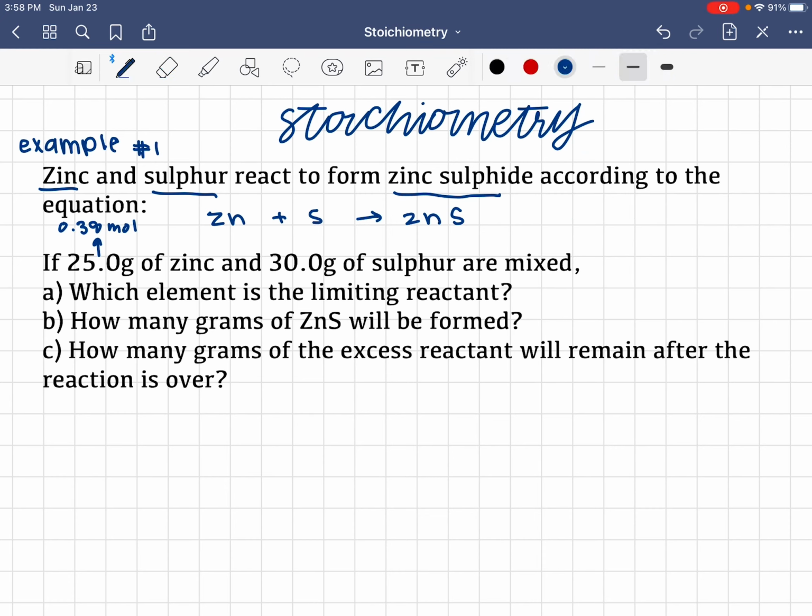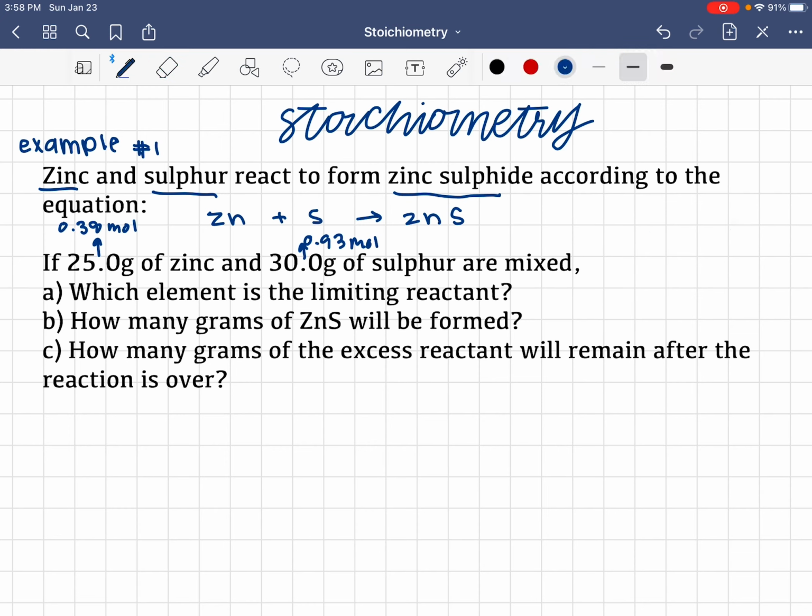You have to do the same thing to sulfur, so 30 grams of sulfur. Looking at our periodic table, it's 32.06 grams. So when you do this, grams cancels out and you get 0.93. So 30 grams of sulfur is 0.93 moles.